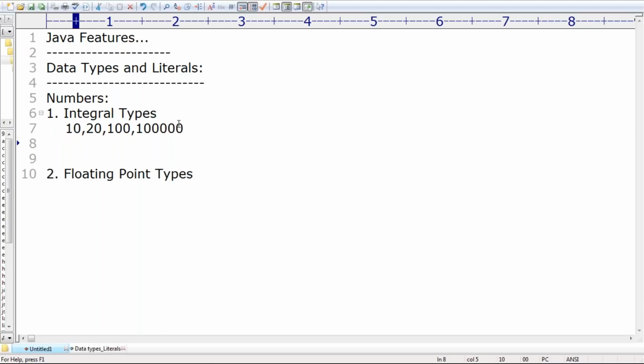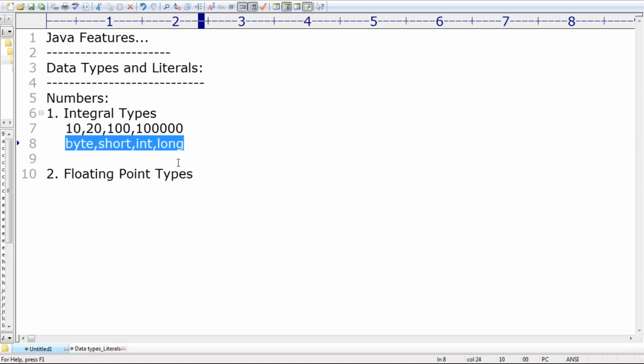Anyone, can you please spell out how many integral data types are available? Integral data types, how many are there? 4. Byte, a very small integer type, then short, next int, and after that long. These are the 4 integral data types which are available.